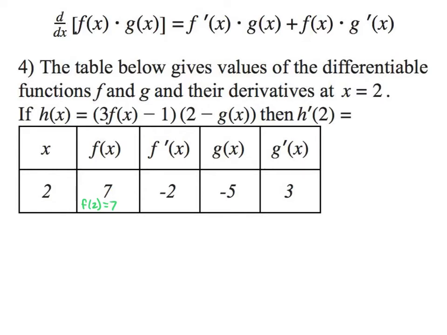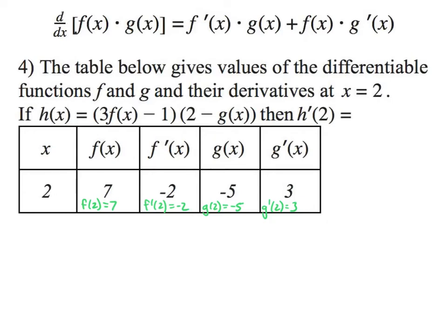All right, so this one's saying f prime of 2 equals negative 2. This one's saying g of 2 equals negative 5. And this one's saying g prime of 2 equals 3. Just want to make sure you can understand the table. It's not your normal table. It's just saying x is this, and for each of these, plug in the respective value at 2.